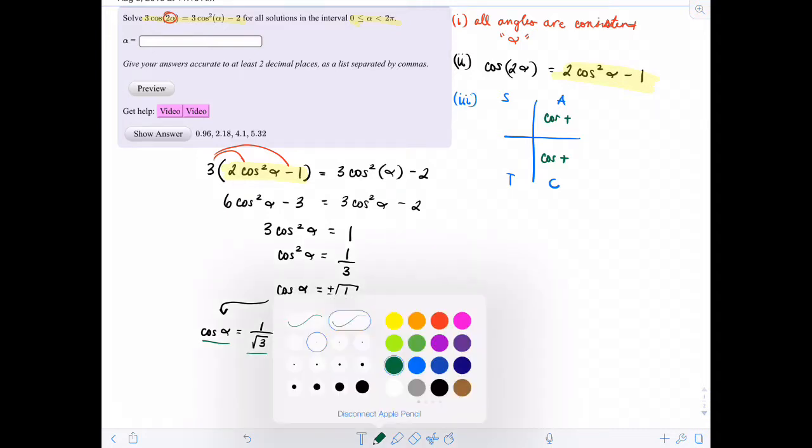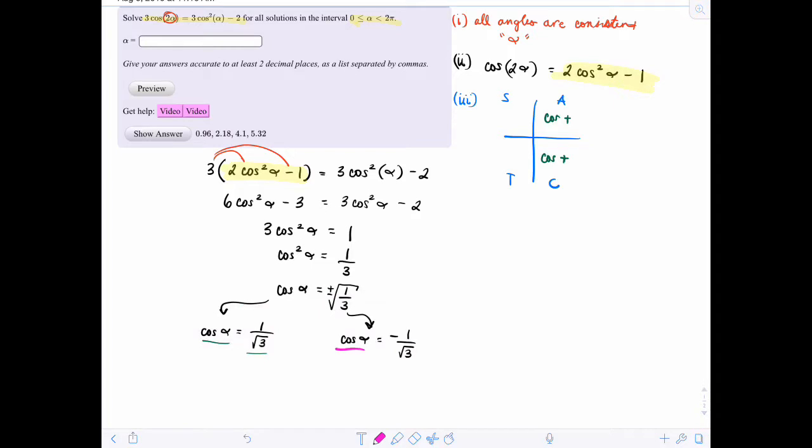If I look at the other solution, with cosine being negative, cosine is only negative in the 2nd and 3rd quadrant. So here we're going to have 2 angles because we're going from 0 to 2 pi, and we're going to look for angles with the negative value in quadrant 2 and quadrant 3.